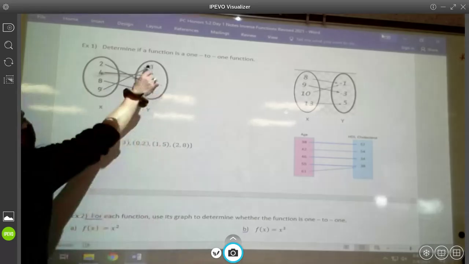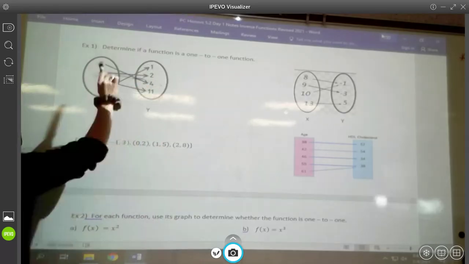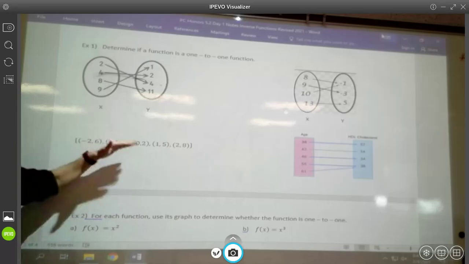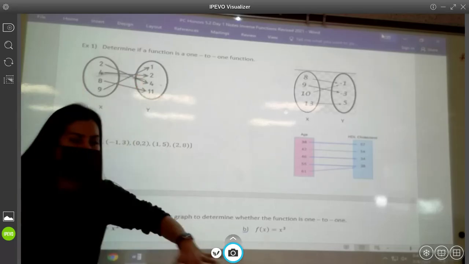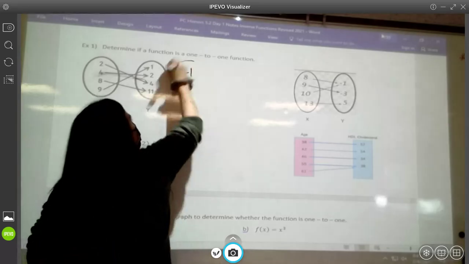So since each y is only used one time, that's a one-to-one function. This is a function where the x's and the y's do not repeat. It's one-to-one.